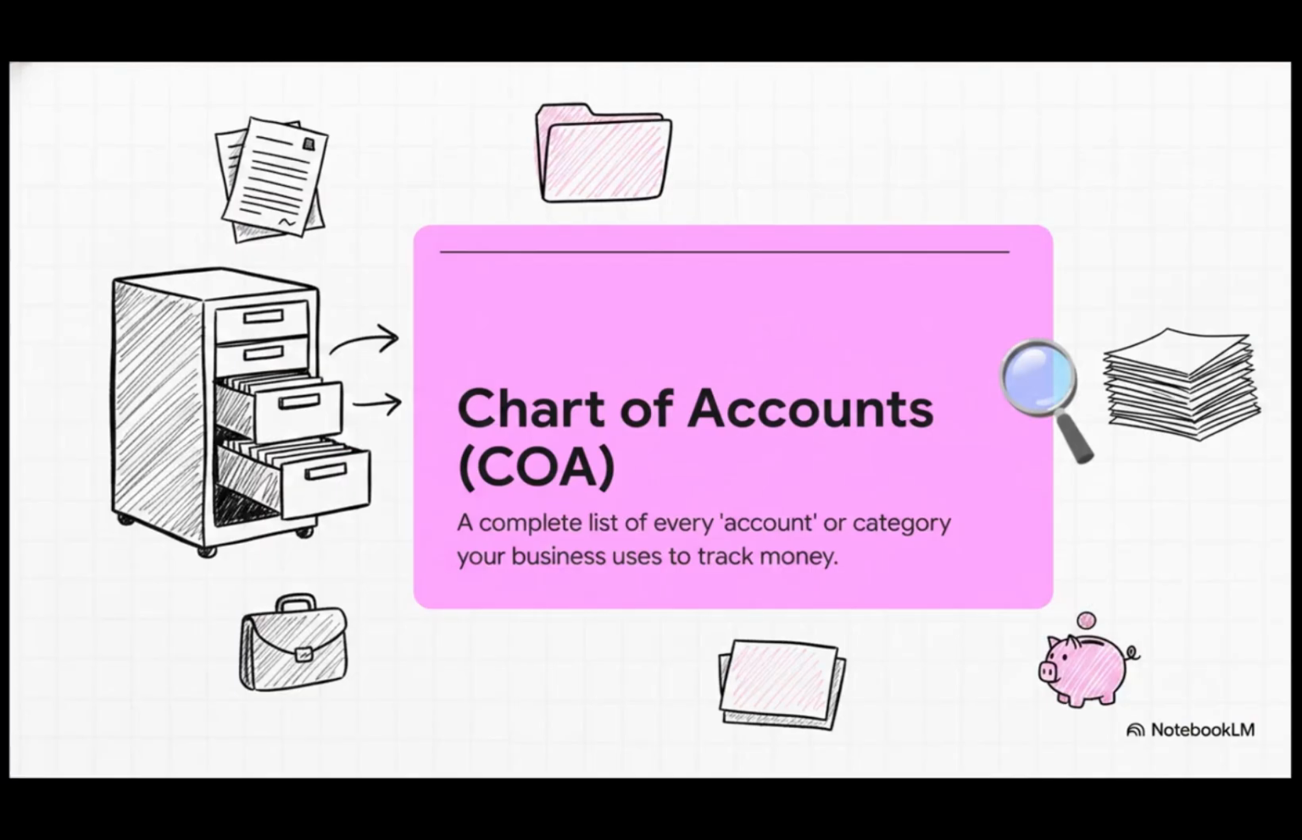Think of it like this. Your business is a huge office, and every time money moves, it creates a little document. The Chart of Accounts, or COA for short, is the perfectly labeled filing cabinet for all those documents. No more messy piles of receipts on your desk. Every single piece of financial info has a specific home.